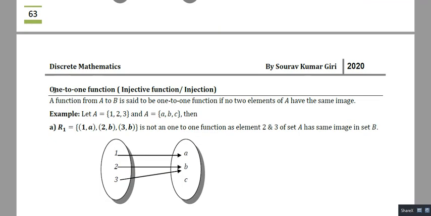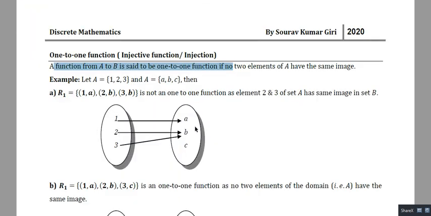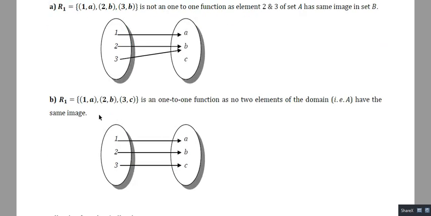So now let us discuss what is a one-to-one function, also known as an injective function. A function from set A to B is said to be a one-to-one function if no two elements of A have the same image. Okay. So clearly this is not a one-to-one function, right? Why? Because elements 2 and 3 have the same image. So this is not a one-to-one function. Okay. So clearly we can say this is a one-to-one function.